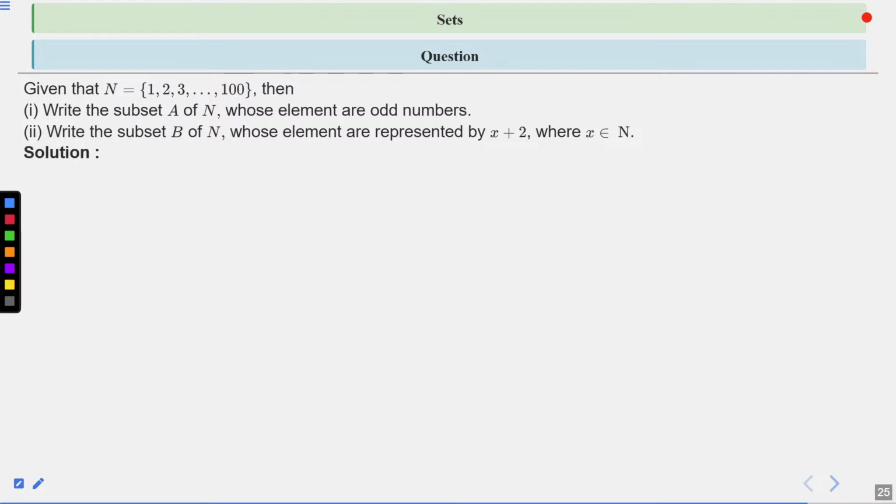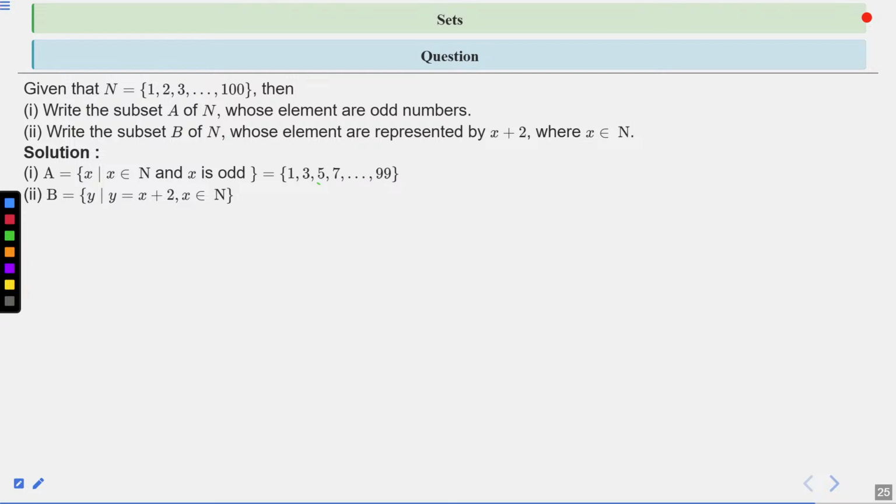Now the solution. The first part is very simple. You have to collect all the odd numbers starting from 1 ending at 100. So if you start collecting, you will get 1, 3, 5, 7 till 99. Clear?